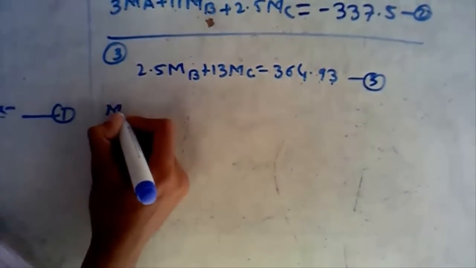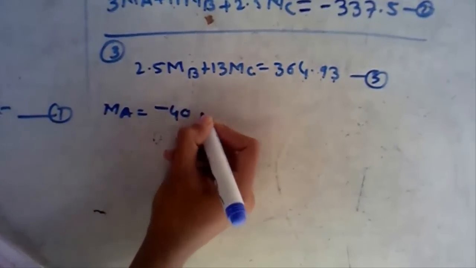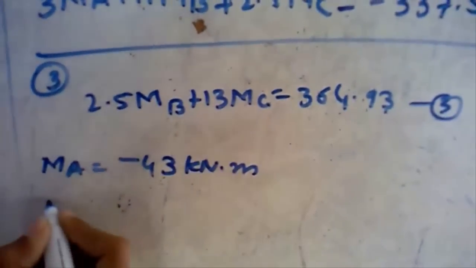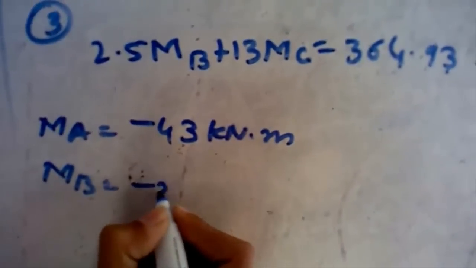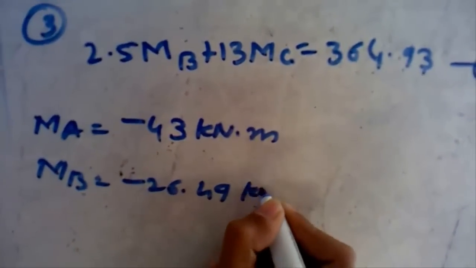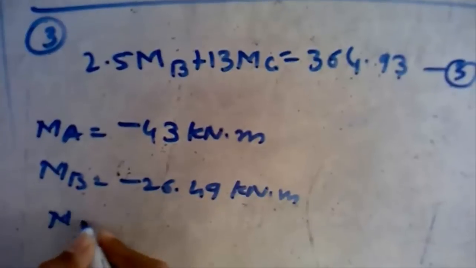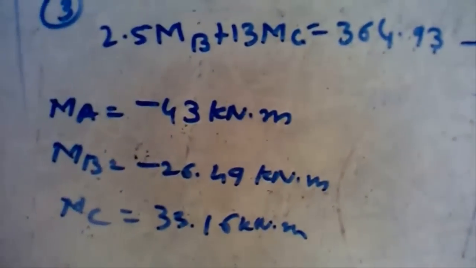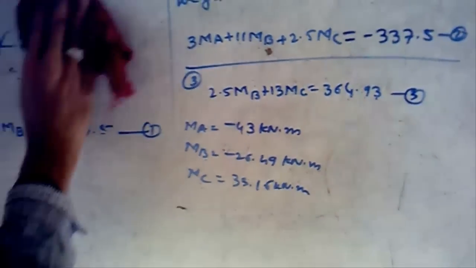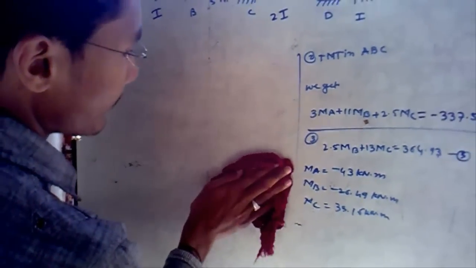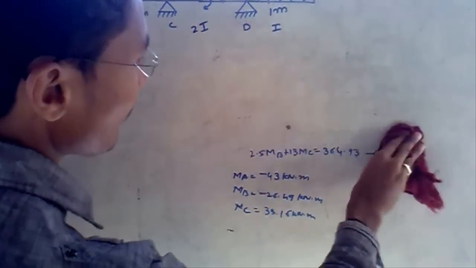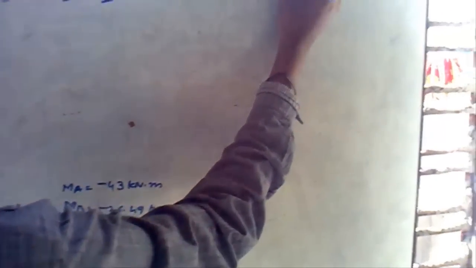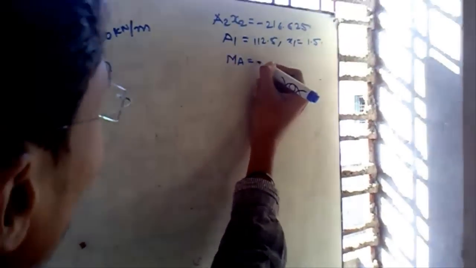93, sorry. You get all the values. It is an example. Now we get this value: 2.5 MB plus 3 MC. This is the equation. Now put all these values in the calculator. MA is absent in the third equation, so put the value of MA equals to 0. So we are getting MA equals to 43.43 kilonewton meter, MB equals to minus 26.49 kilonewton meter, and MC equals to 33.16 kilonewton meter. Here 33 is positive, it can be shown in the diagram properly.